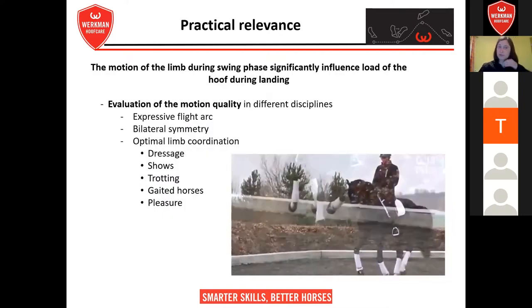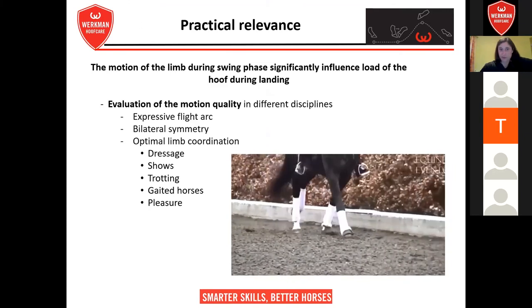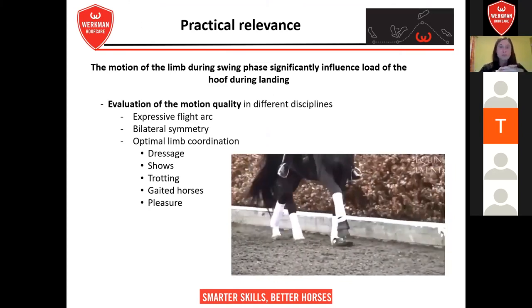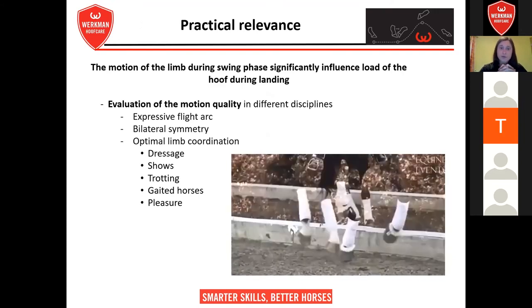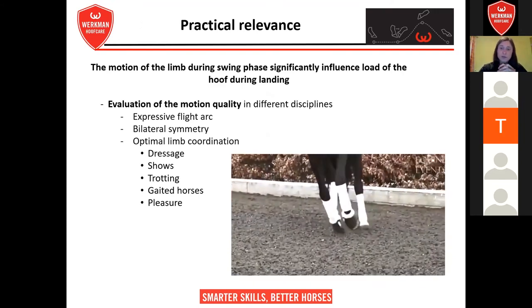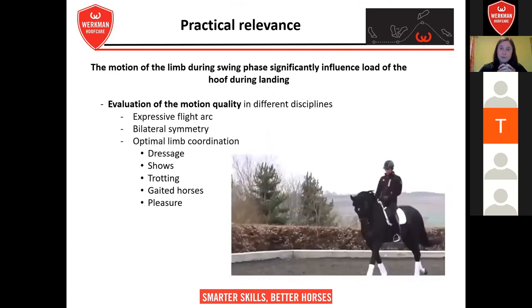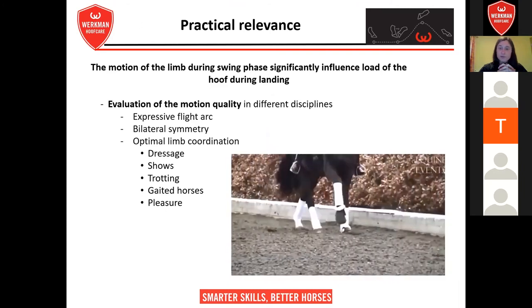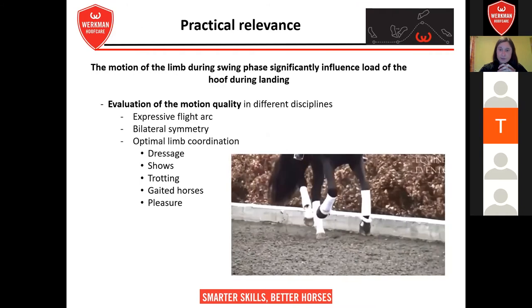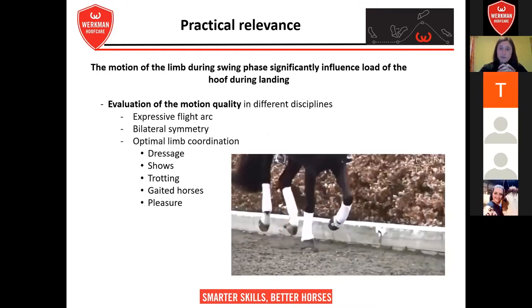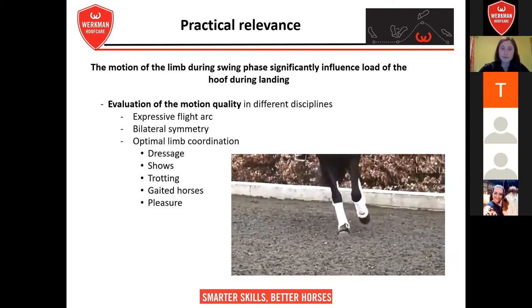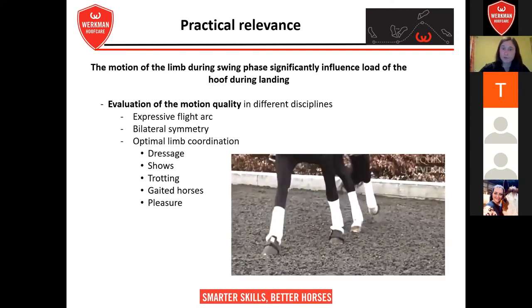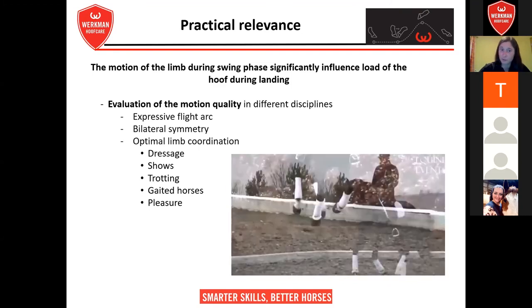I think we can answer both questions at the end of the presentation, but I would like to explain the clinical relevance, why we are talking about swing phase. I think it's because we all evaluate horses in motion. Usually it's the basis or the reference for our daily work. So we check the horses coming to us, looking from the front, and we check them on a straight line in walk and trot, and we check the motion of the limb during swing phase, of course, as well.